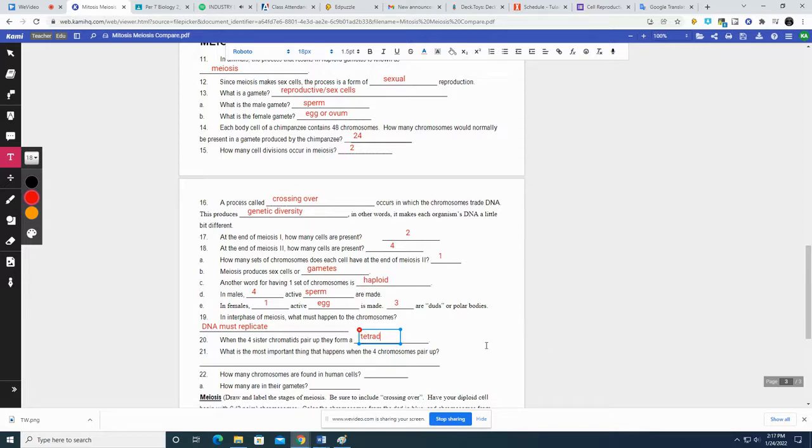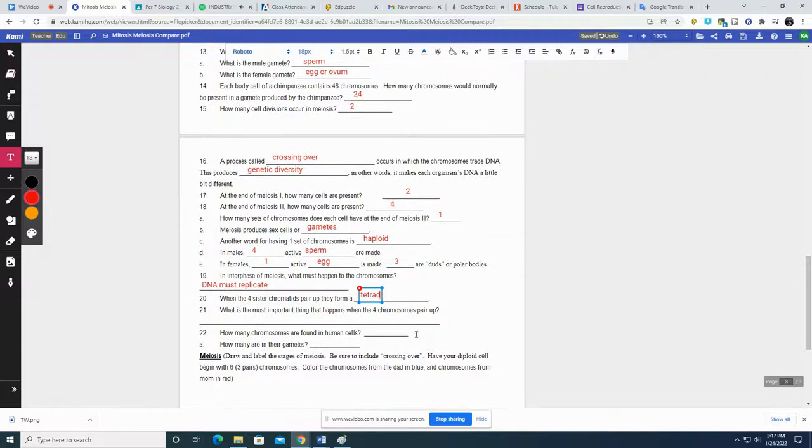21, what is the most important thing that happens when the 4 chromosomes pair up? All right, so when the 4 chromosomes, it's really only 2 chromosomes, 4 chromatids. When they form a tetrad, the most important thing that happens is crossing over. Crossing over. That's where they exchange segments of DNA.